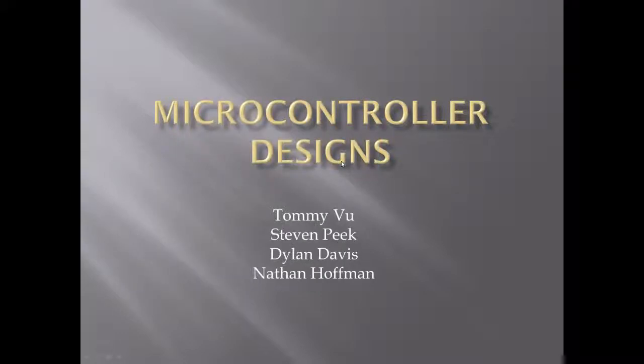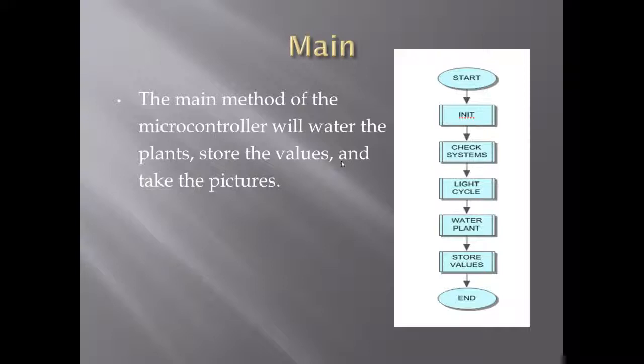Before moving into the actual code, we'll take a look at the storyboard to get a feel for what the Clear Springs team wanted to do in their experiment. An overall overview of their experiment would be their main function that starts, and they want to initialize their systems. They need to check their systems. They need to do their light cycle. They need to water their plant, and then they need to store values.